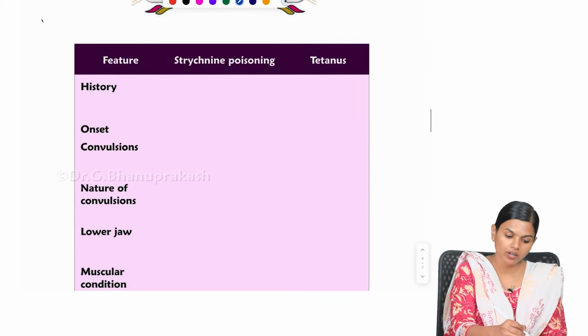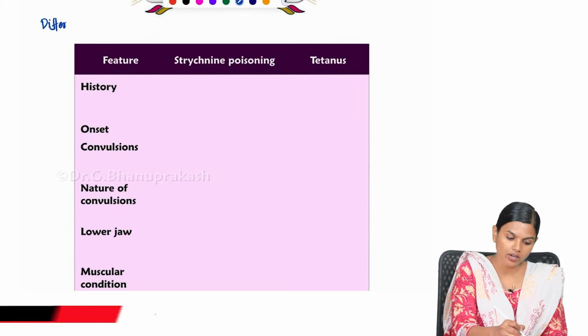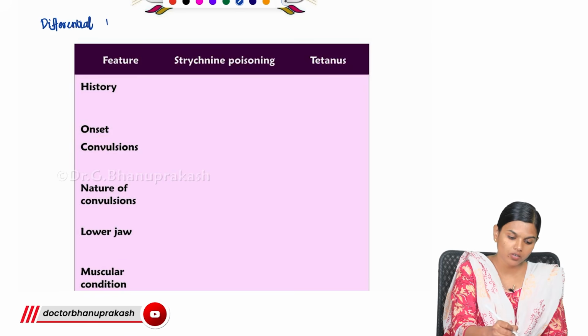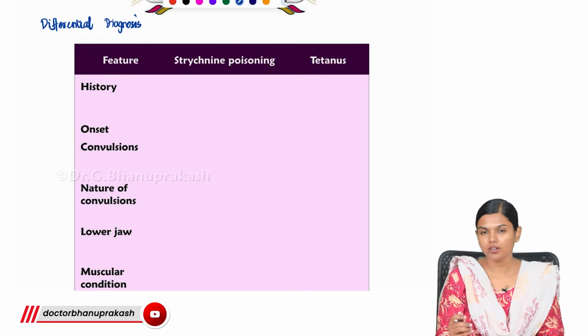Now, one important differential diagnosis for this is tetanus, because in tetanus also you will get convulsions, right?